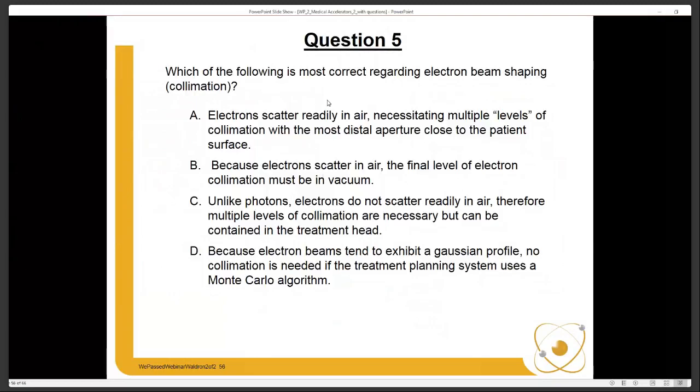Okay, which of the following is most correct regarding electron beam shaping? Electrons scatter readily in air, necessitating multiple levels of collimation with the most distal aperture close to the patient's surface. Or is it because electrons scatter in air, the final level of electron collimation must be in vacuum? Or is it that, unlike photons, electrons do not scatter readily in air, therefore multiple levels of collimation are necessary but can be contained in the treatment head? Or is it because electron beams tend to exhibit a Gaussian profile, no collimation is needed if the treatment planning system uses a Monte Carlo algorithm?